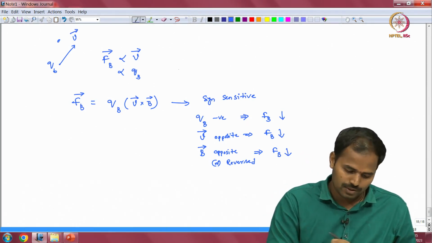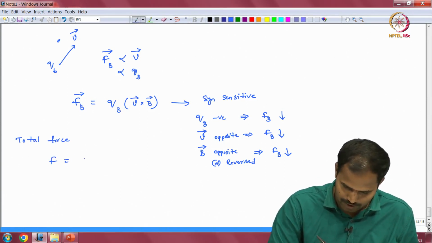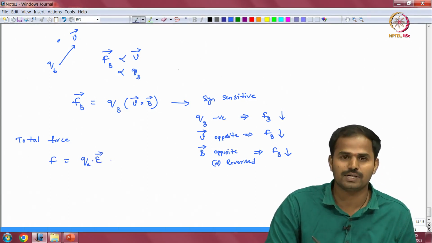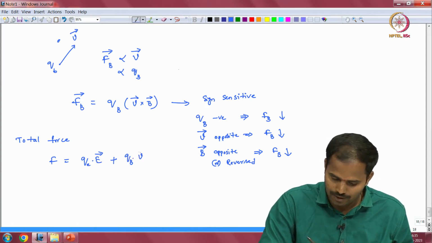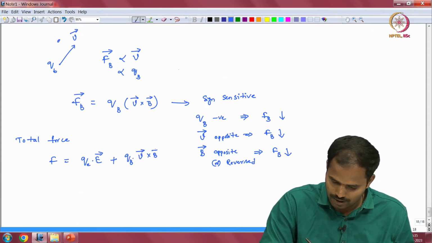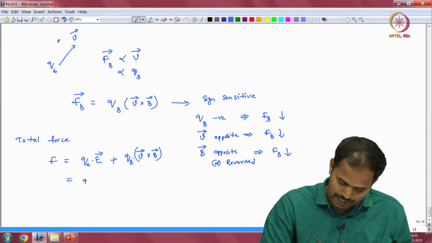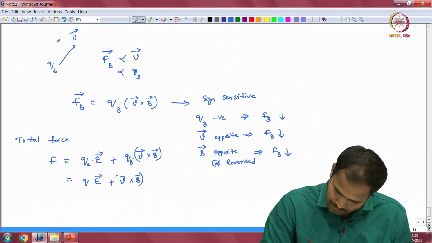Okay. So, the total force is nothing but F equals Q E into electric fields with respect to the static charge plus Q B into velocity cross product B. If the charge magnitude is same, Q into E bar plus v cross B.